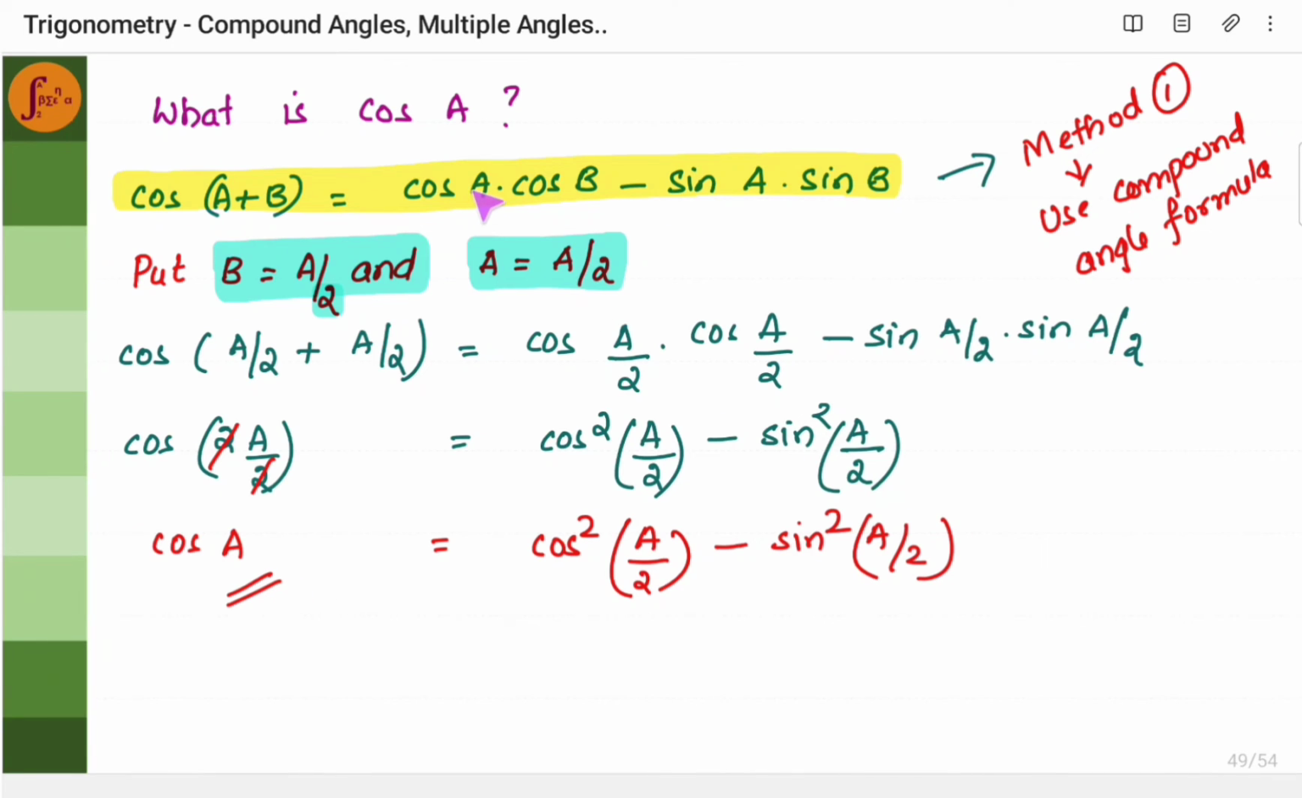Now similarly here, instead of A I'm putting A by 2, instead of B I'm putting A by 2. So what will happen? You have the same terms. Here cos into cos is cos square A by 2. Sin into sin is sin square A by 2. So cos A is cos square A by 2 minus sin square A by 2. So this is method 1.